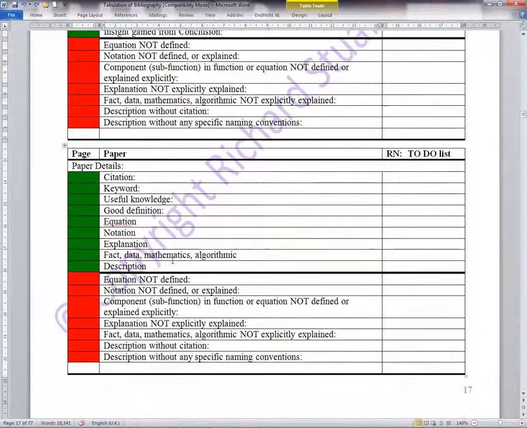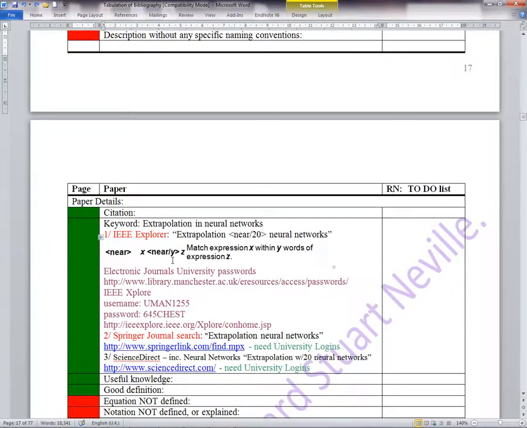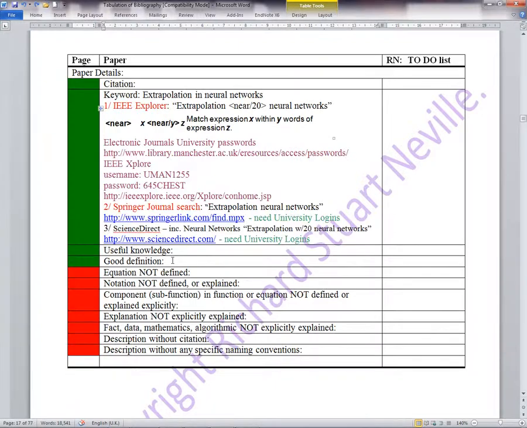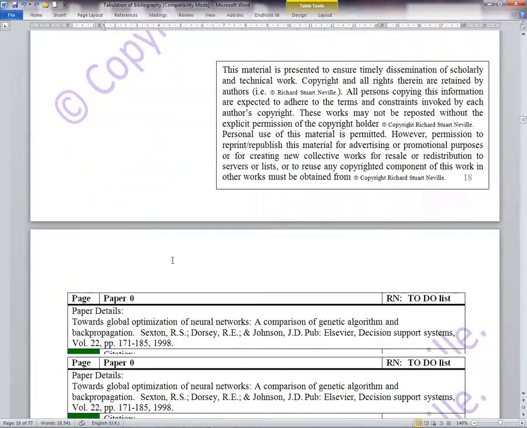Now let's put this to practice. So this is two examples, the same table, to write down information when you're reading information from books, papers and journals. So let's look at some examples.